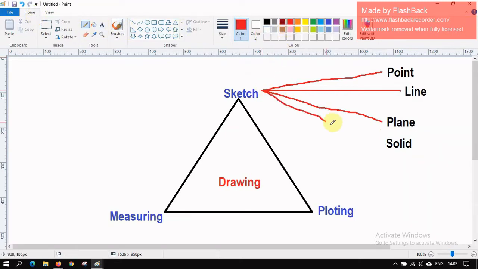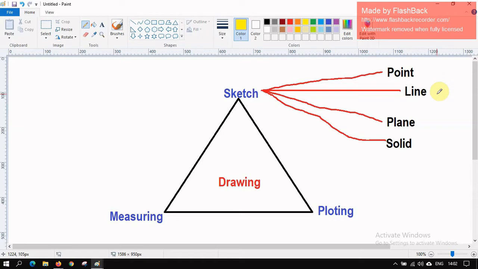Now, these are the aspects of your drawing, or the aspects of your drawing technology or drawing methodology. Now, let us get in the easiest way. What is the smallest geometrical thing you can draw? This is the first question to you people. What is the smallest geometrical thing you can draw?